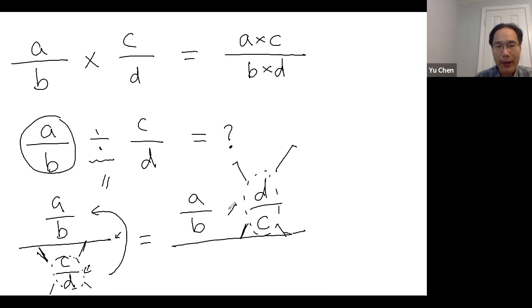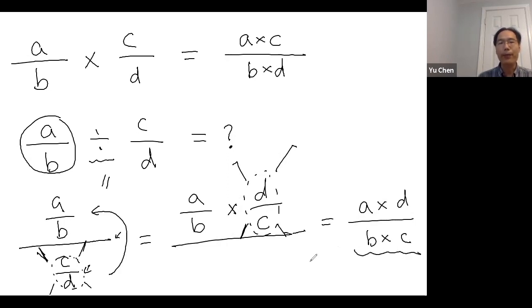Secondly, we need to change to a multiplication. So at the end, we apply what we just learned, multiplication of numerators and then denominators. And this is the answer. As you can see here, it's actually that simple. All right, do you have any questions? If not, let's do an exercise.